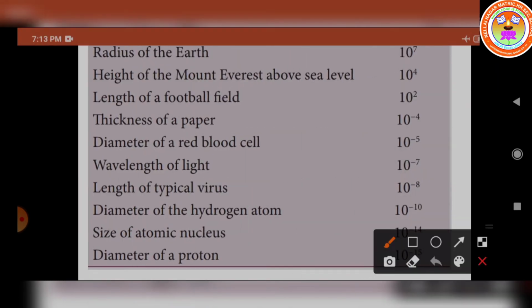And also we can write the thickness of a paper as of the order of 10 power minus 4 meter. The wavelength of light is of the order of 10 power minus 7 meter. For example, consider the wavelength of violet light. The wavelength of violet is approximately 4000 Angstrom unit. We have to write it in this format: 4000 into, already we know 1 Angstrom unit is equal to 10 power minus 10 meter. It is substituted and simplified, and we can write 4 into 10 power minus 7 meter.